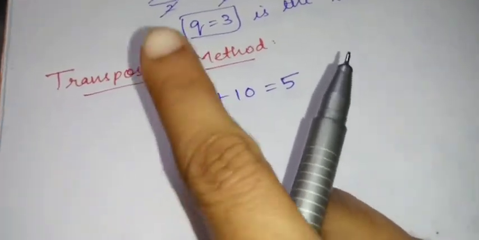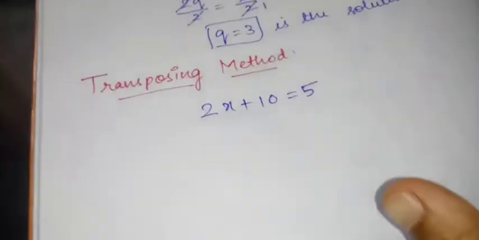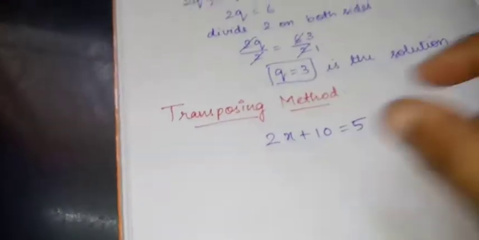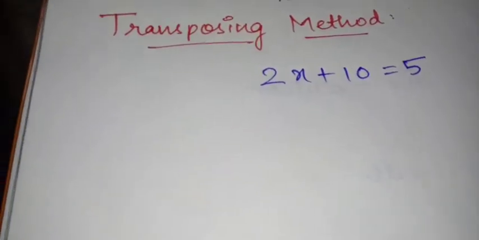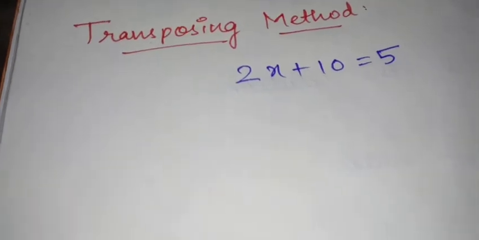So here in the transposing method, we are going to shift one digit towards the other side. Okay, transposing means shifting. You keep it in your mind. You are changing something.